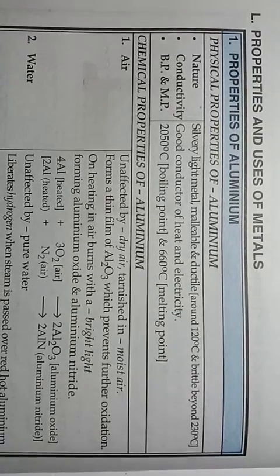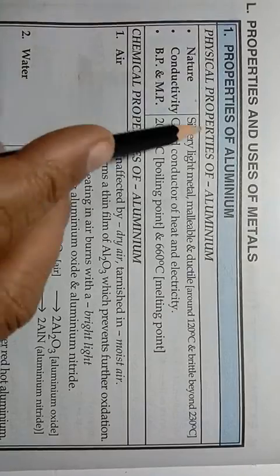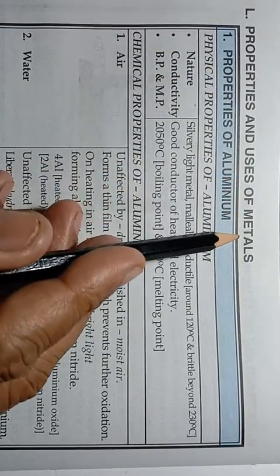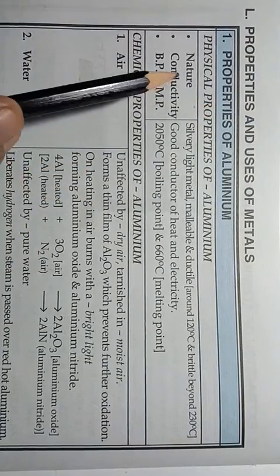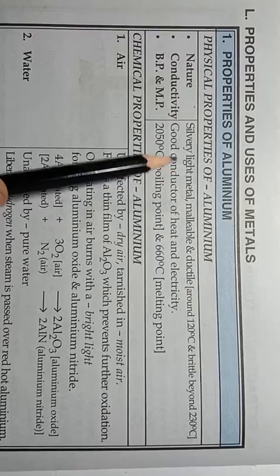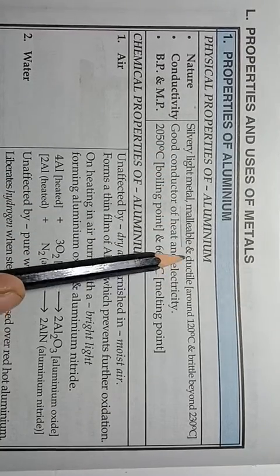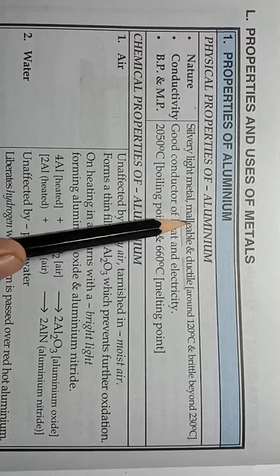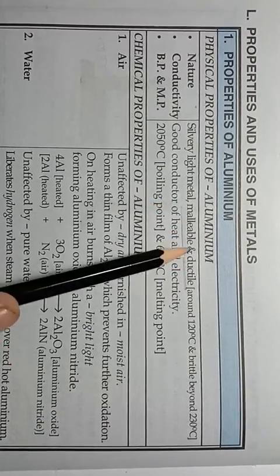Hello children, today we will start from page number 146, properties and uses of metals. Heading is properties of aluminium. First, the physical properties of aluminium: nature, silvery light metal, malleable and ductile. So these are the typical metallic properties of aluminium.